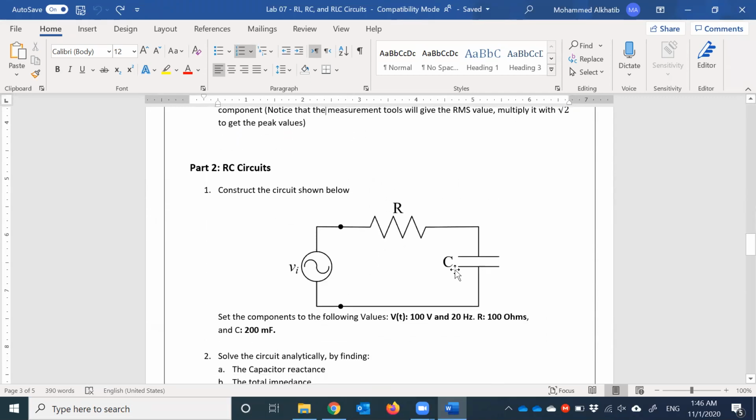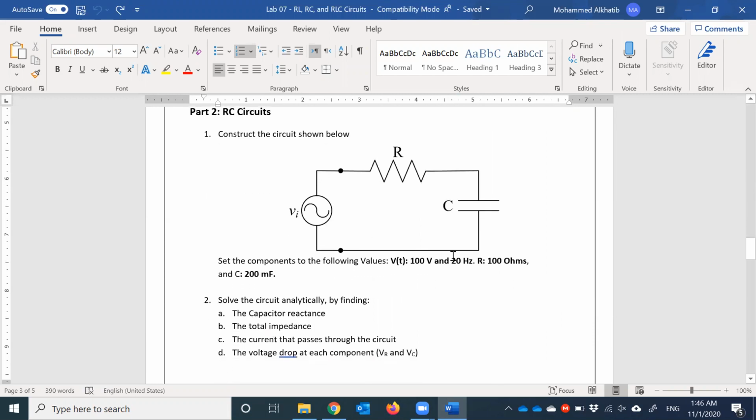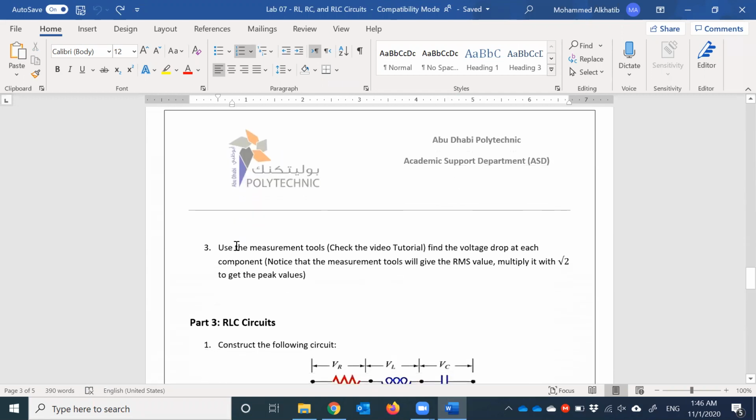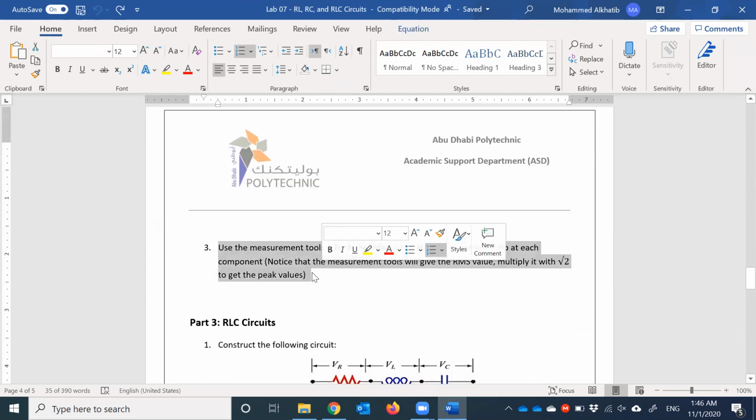Similarly, we'll do the same thing for an RC circuit: AC supply, resistor, capacitor, and here are the values. So again, solve the circuit analytically as if you don't have any simulation tools. Use the equation tools in Microsoft Word, and then use the measurement tools on the software.